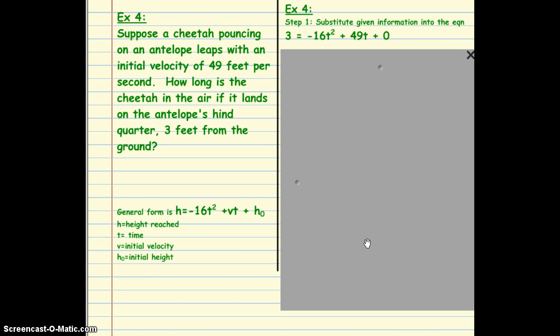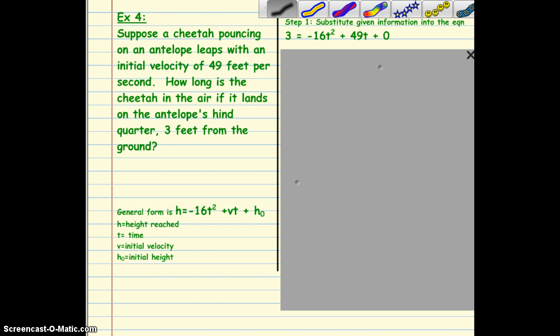All right, real world example for example 4. Cheetahs, they're kind of fun. They pounce on an antelope that leaps with an initial velocity of 49 feet per second. How long is the cheetah in the air if it lands on the antelope's hind quarter? And that's going to be 3 feet from the ground.